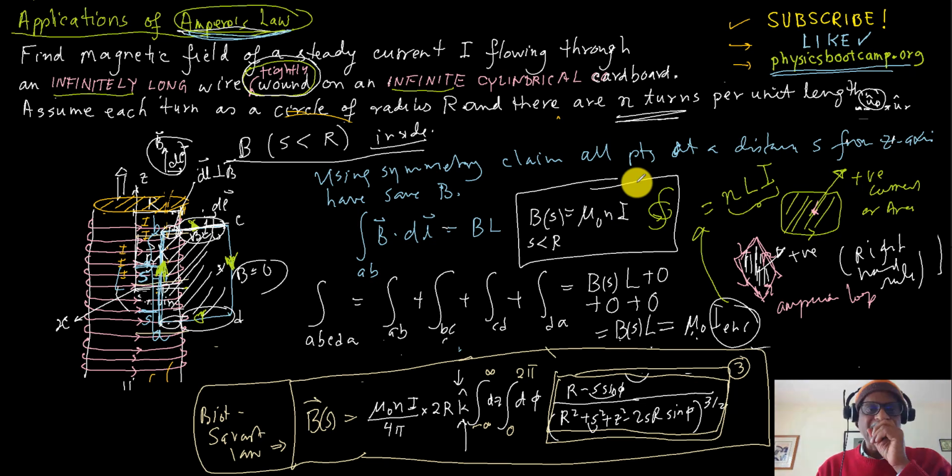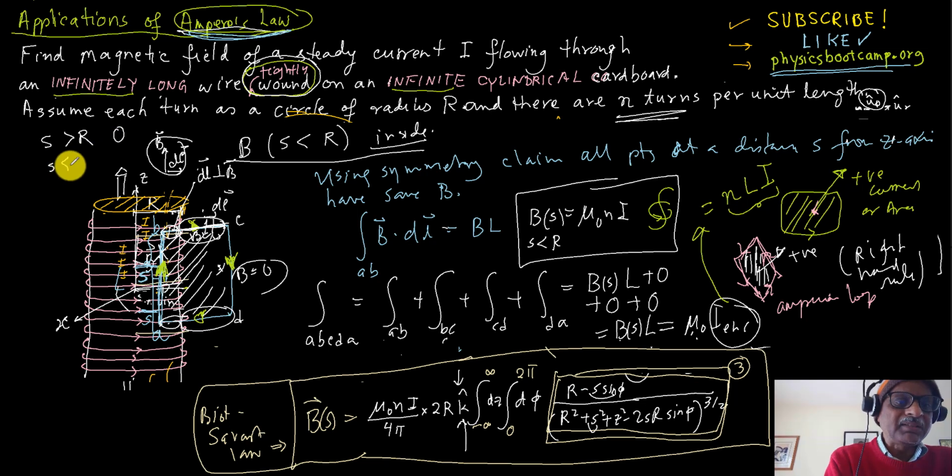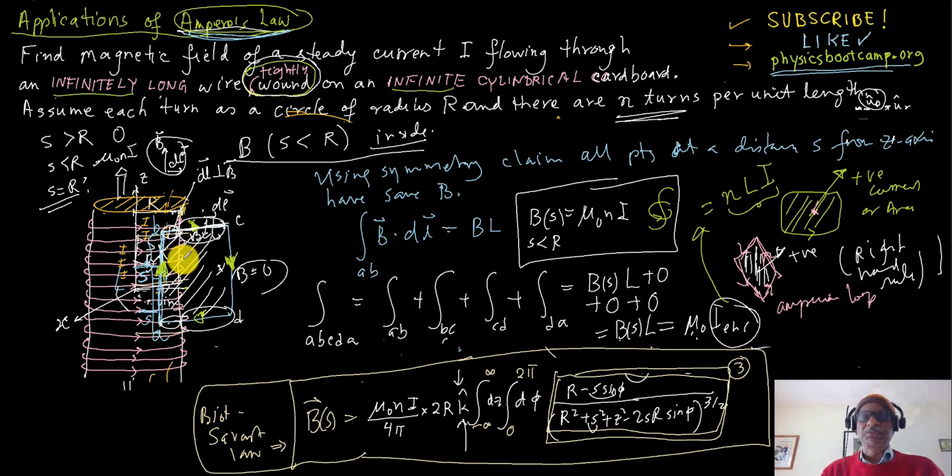Now, we did S greater than R, and B was 0. For S less than R, B is mu naught n I. How about S equal to R? That's the only point left. If I'm right on the wire, what happens? Let's address that question, because it's often not addressed. What is the magnetic field right at the wire?